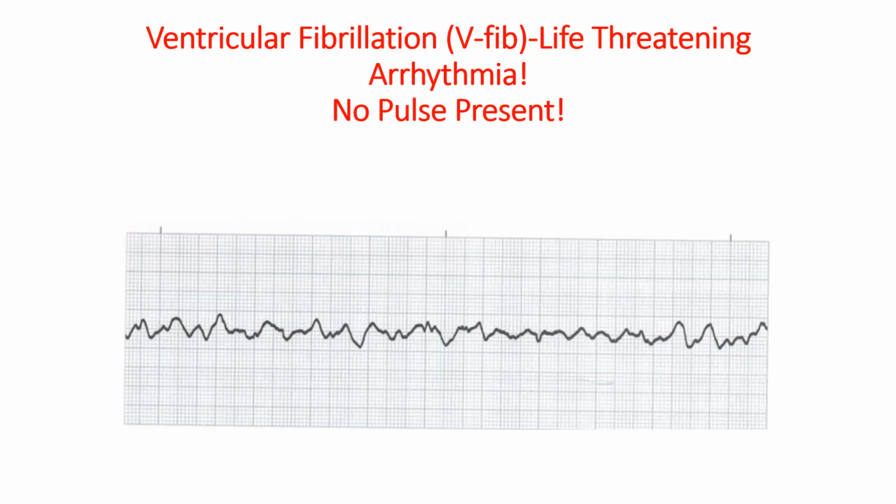Ventricular fibrillation, or V-fib, is a life-threatening arrhythmia and there is no pulse. There is no contraction or cardiac output. There's disorganized, chaotic electrical activity in the ventricles, causing the ventricles to just quiver and not contract. So the ECG is going to show a wavy, irregular baseline without QRSs. And if the fibrillatory waves are large, such as in this slide, it's referred to as a coarse V-fib and is more likely to respond to a defibrillation shock.